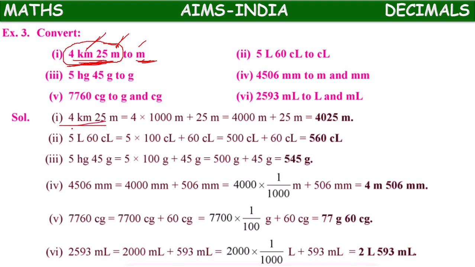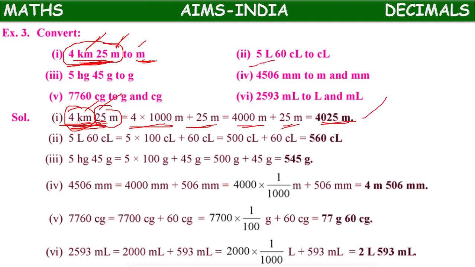Here they have given 4 kilometer 25 meter, but 4 kilometer means kilo stands for 1000. We will change it as 4 into 1000 meter plus 25 meter, because it has a value of 4 kilometer, and beyond that 25 meter extra value is there. So we have to add both values. 4 into 1000 plus 25: 4,000 plus 25, 4,025 meter.